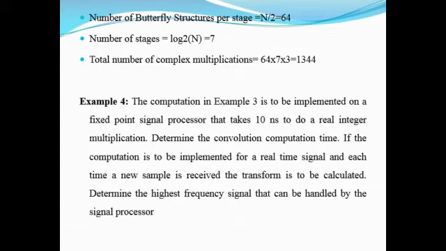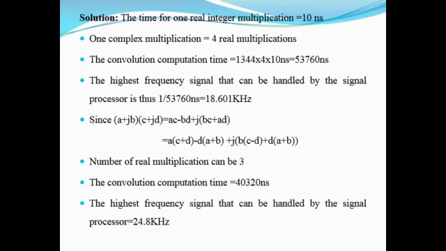If the computation is to be implemented for a real-time signal and each time a new signal is received, the transform is to be calculated, determine the highest frequency signal that can be handled by the processor. Okay. The same example that we have considered here, but it is for fixed point. So for fixed point, the time of one real integer multiplication is given as 10 nanoseconds.